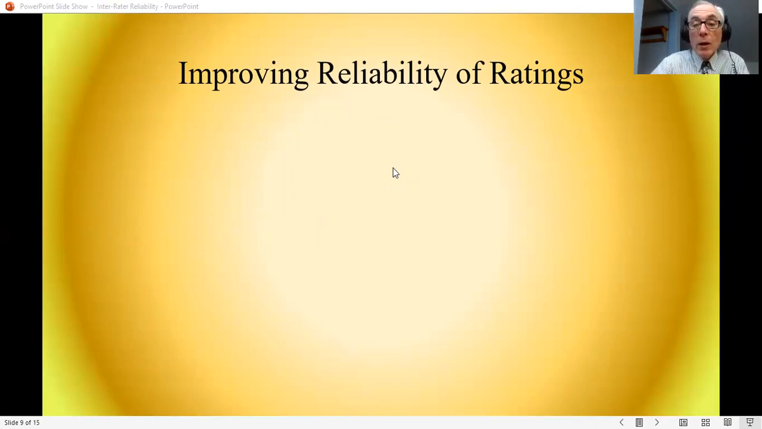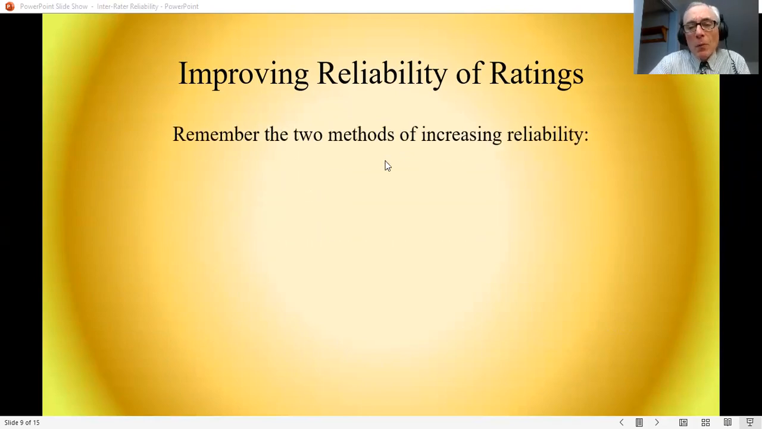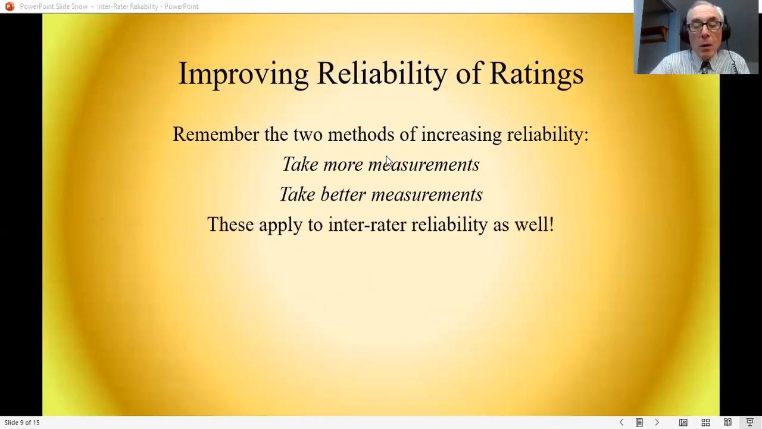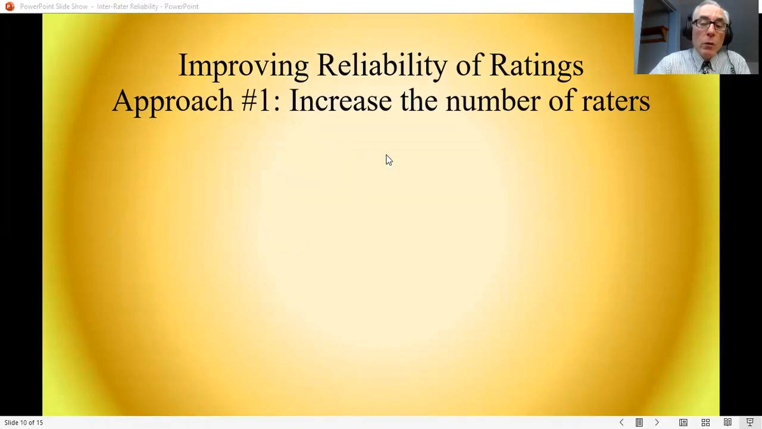This can happen quite easily on your research project or in your actual work running a grant awarding agency or a tenure committee or admissions committee or something like that. Well, remember, there are only two ways to improve reliability, right? Just two. You take more measurements and then the random errors start to cancel themselves out. Or you take better measurements. You try to squeeze some of that randomness out of the individual measurements. That's always the only two ways you have, and they apply to inter-rater reliability just as surely as they do to everything else. So let's look at approach number one.